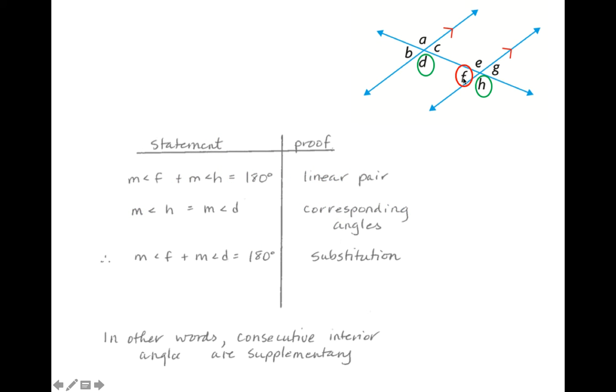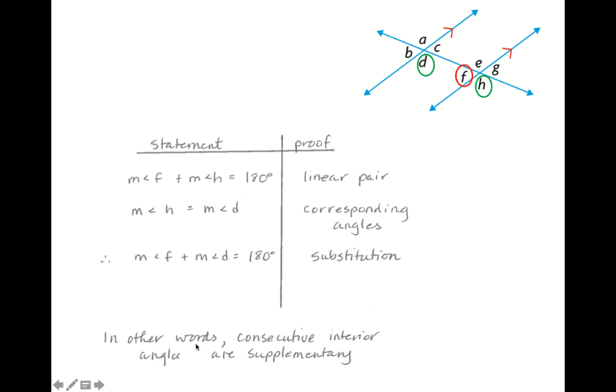All right. Well, we know that the measure of angle F plus the measure of angle H are going to equal 180. We know this because they are a linear pair. We know that angle H is the same as angle D because they're corresponding angles. So therefore, because I know that H and D are the same, I can substitute D into this one. So the measure of angle F plus the measure of angle D now is 180 degrees.